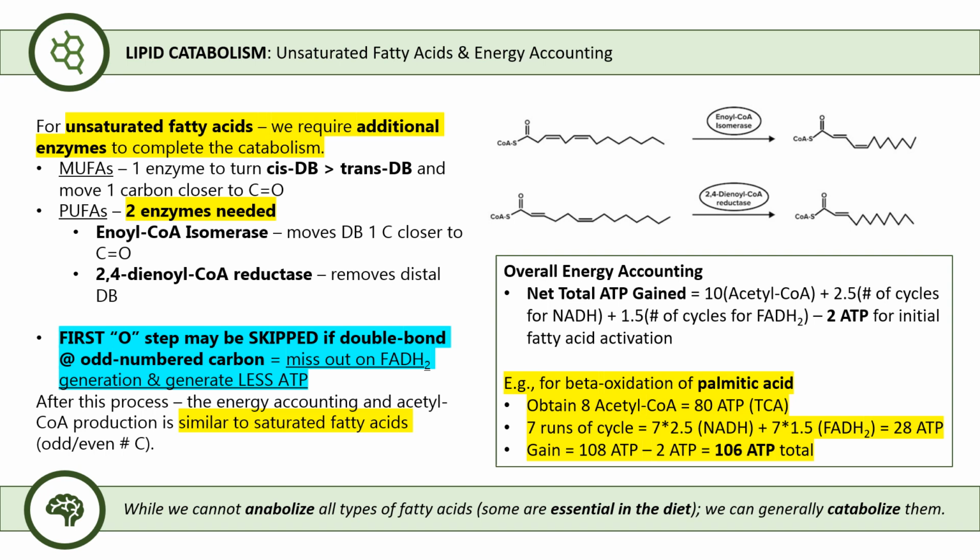Let's review the overall accounting for the catabolism, specifically of palmitic acid. We'll need to activate the acyl-CoA, which costs us 2 ATP. The beta-oxidation cycle occurs 7 times, and we get 8 acetyl-CoA from it, which are each worth 10 ATP after all is said and done from the Krebs cycle and electron transport chain. Lastly, we have 7 times the cycle with 4 ATP each, thus 28 ATP plus 80 ATP minus 2 ATP is equal to 106 ATP total for palmitic acid.